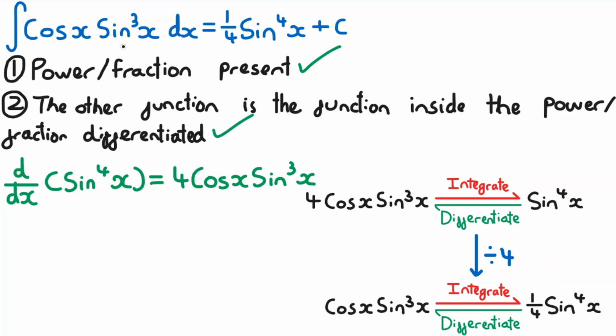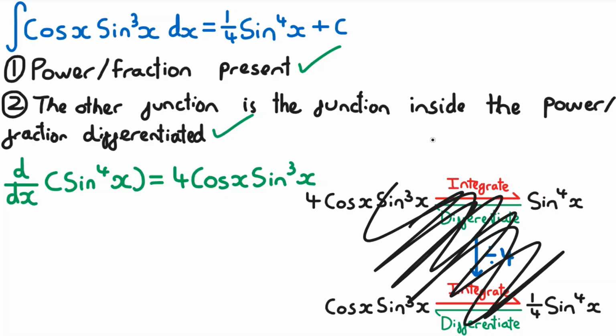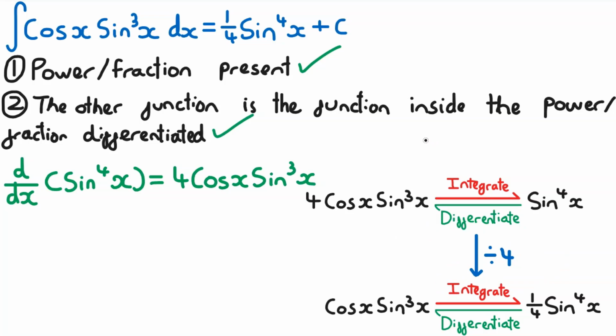When you integrate cos x sin to the power of 3x, it is equal to a quarter sin to the power of 4x, and then remember the plus c on the end. Now when you're doing a question like this, you don't need to do this long diagram here. I just wanted to show you how it works. What you have to do is this here is the answer, this sin to the power of 4x, but you also need to divide by the coefficient here, so the 4 in this case, so it becomes a quarter sin to the power of 4x, okay? And that's how the reverse chain rule works, okay?